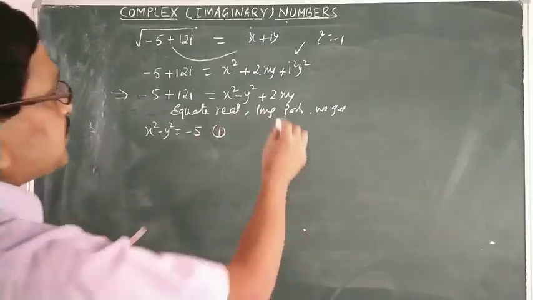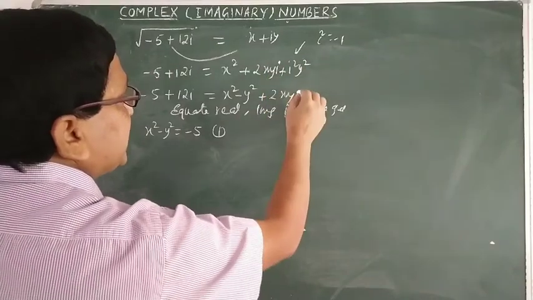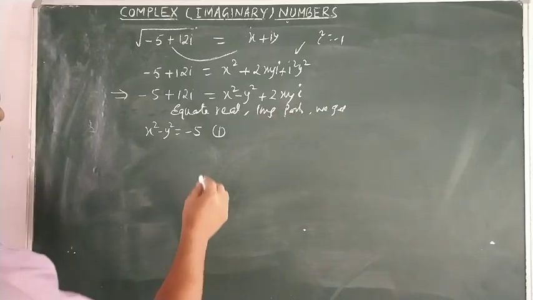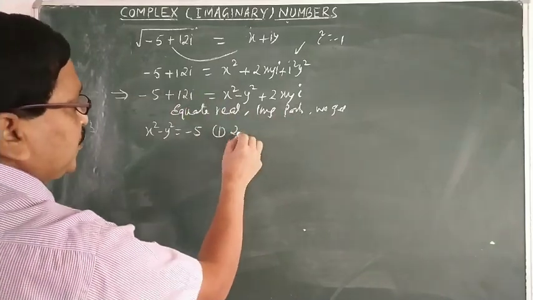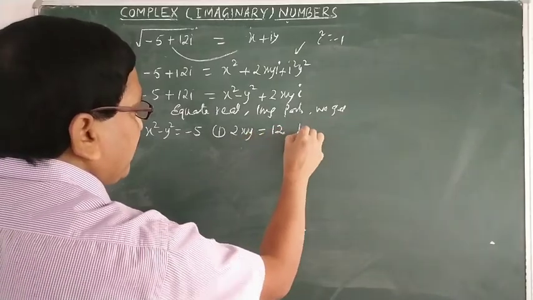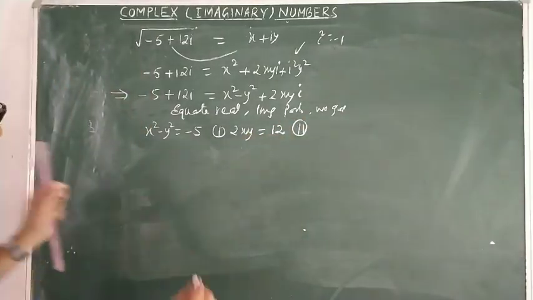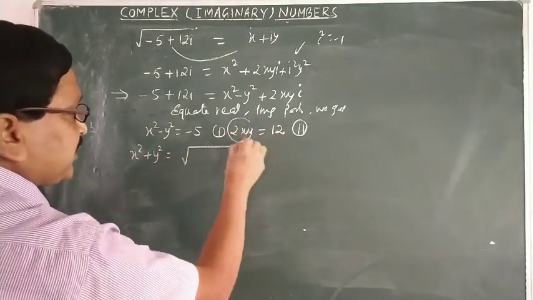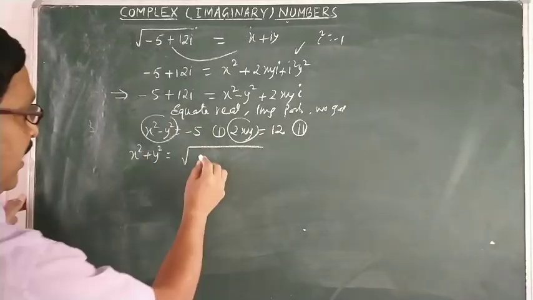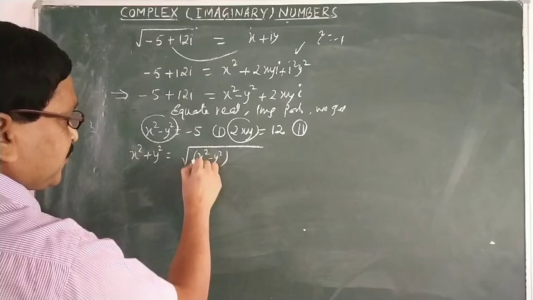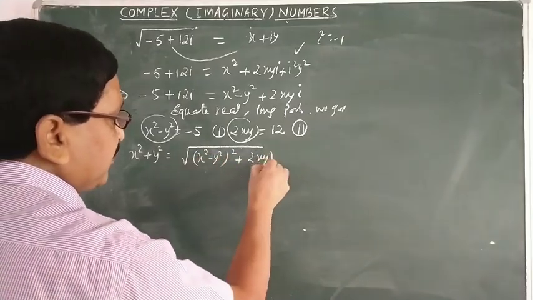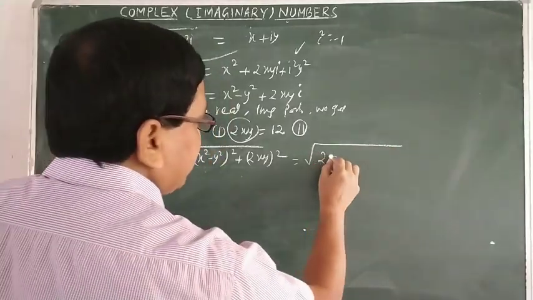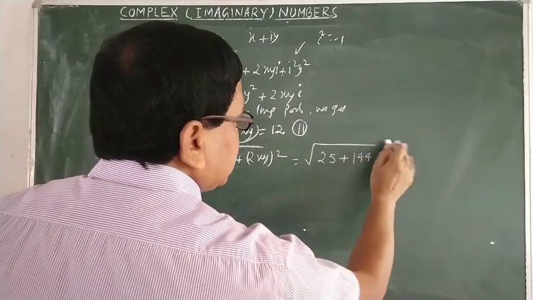And 2xyi, so 2xy is equal to 12. No need to simplify this. Now there is a formula to find x square plus y square: root over x square minus y square whole square plus 2xy whole square. This is a ready-made formula. Now put the values: minus 5 whole square is 25, and this is 144. This is 13.